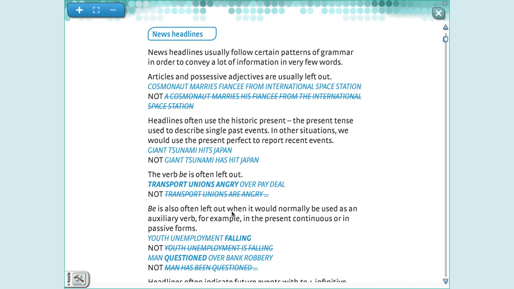Be is also often left out when it is normally used as an auxiliary verb. So imagine that we have a continuous sentence, yes, or a passive sentence, they eliminate is and are. Young employee is falling, so they just use falling, they eliminate is, the present continuous in here, they don't use the auxiliary verb. Men questioned over bank robbery, so we're talking about passive voice, they eliminate the auxiliary verb in here. Okay?